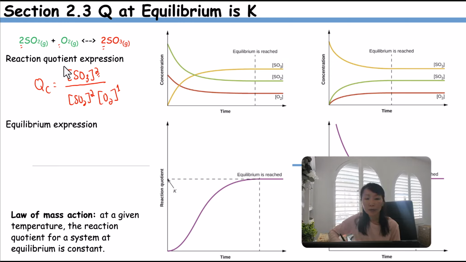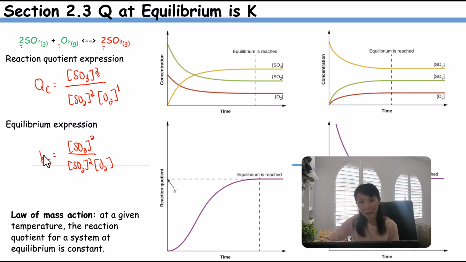What about equilibrium constant expression, or Kc? It's going to be the same thing. The second power, SO2 to the second power, and oxygen. So you see how both of the equations are exactly the same. It's just that you write Q in the front, the other one happens to be K. Now, of course, the values are going to be drastically different.